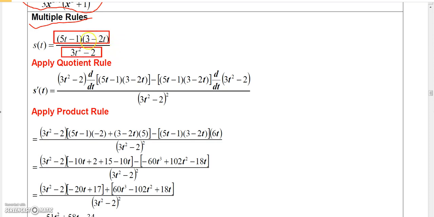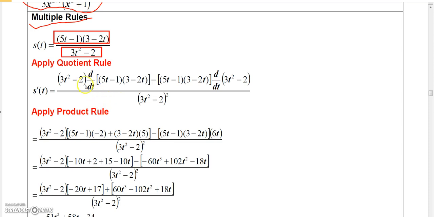All right, so now using the quotient rule, so let's apply the quotient rule. So we take the v, which is 3t squared minus 2, and we multiply by the derivative of u, so that would be the derivative of the numerator. So there I'm just showing that. So I'm going to multiply by the derivative of this. And then minus the numerator, 5t minus 1 times 3 minus 2t, times the derivative of the denominator, 3t squared minus 2. And then remember, divided by the denominator squared.